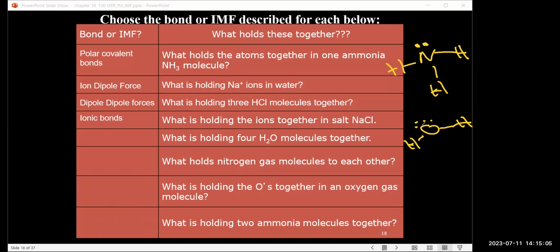So for this question, we can eliminate London dispersion forces. And we're not dealing with any ions here, so we can eliminate the ion dipole force. That leaves us with dipole and hydrogen bridging. Here we do have hydrogen bonded to oxygen, which is one of the three atoms that give the force of hydrogen bridging. So what is holding four H2O molecules together is hydrogen bridging.